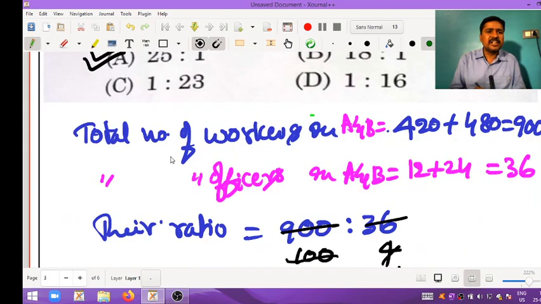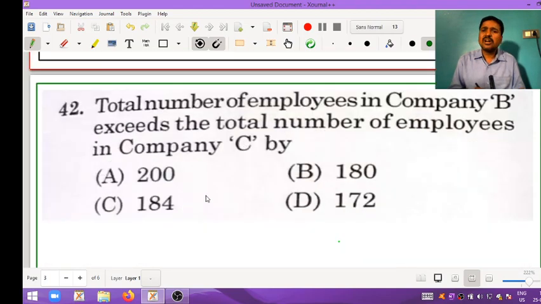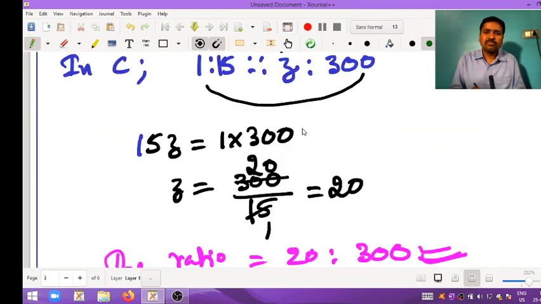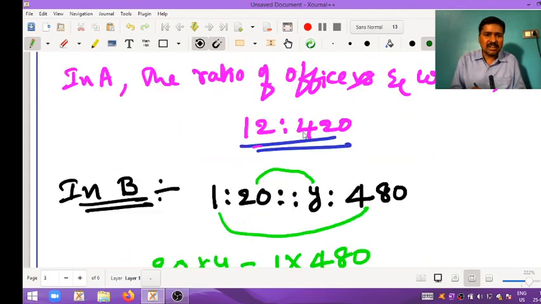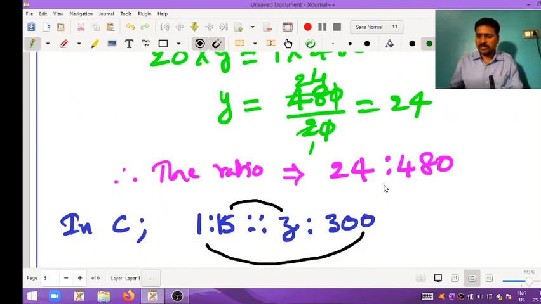I will move on to the next question, that is 42. The total number of employees in company B exceeds the total number of employees in company C by how many? That is what we want to find. For that purpose, we want to find the total number of employees in company B. The ratio of officers and workers in B we did already: 24 is to 480. Sorry, not 400, 480.